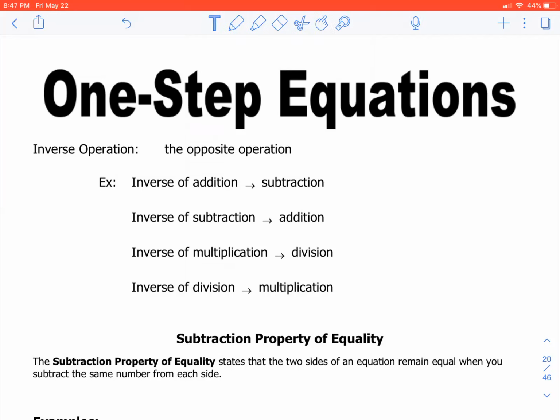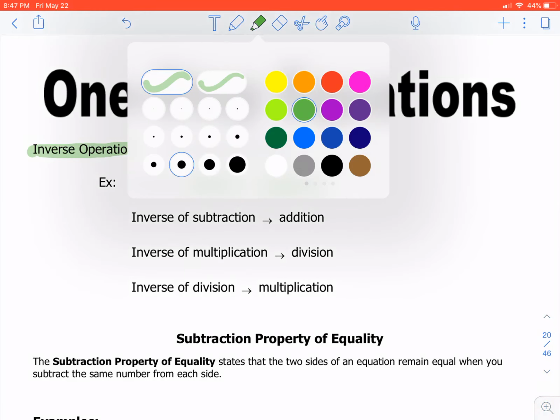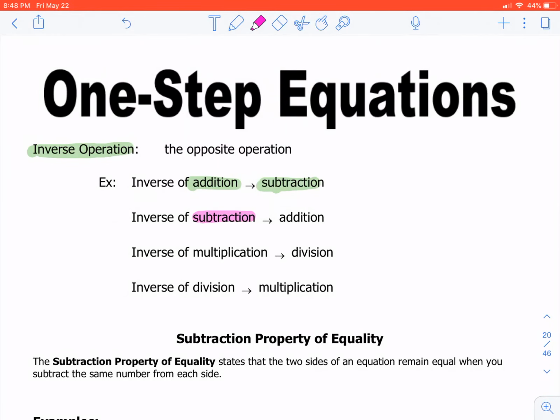Now we're going to talk about solving one-step equations. As you can see here, we're going to be talking a lot about this word inverse operation. That is the opposite operation. So the opposite of addition is subtraction. The opposite of subtraction is addition. The opposite of multiplication is division.